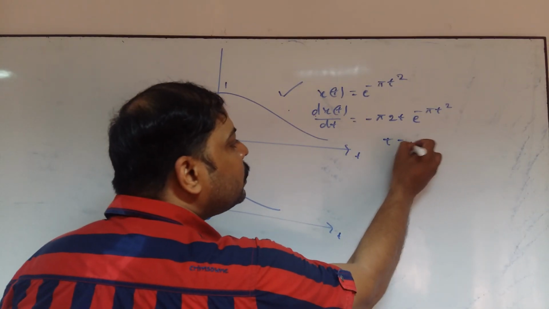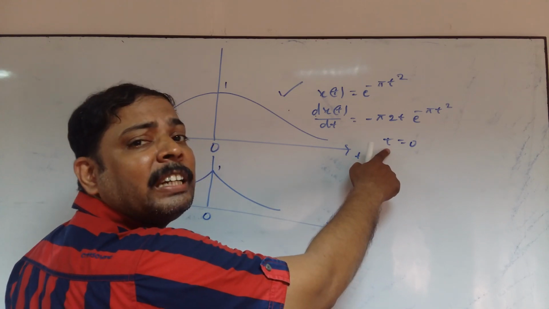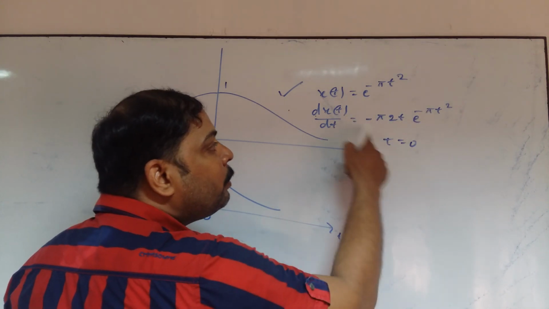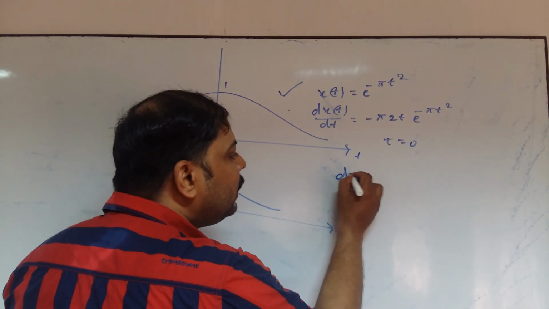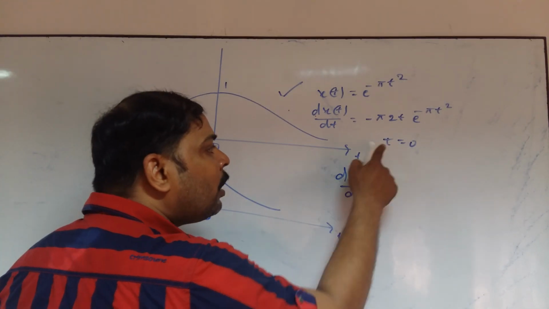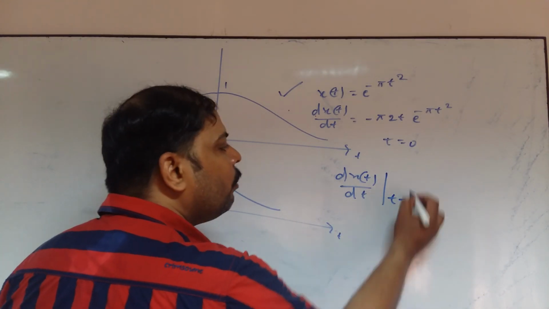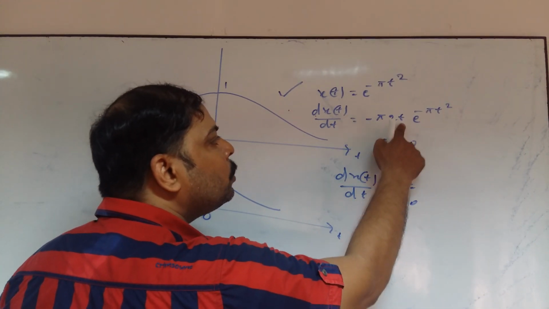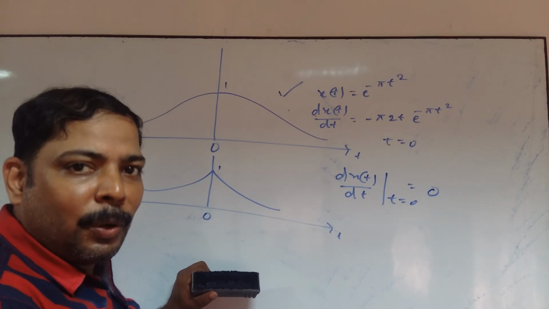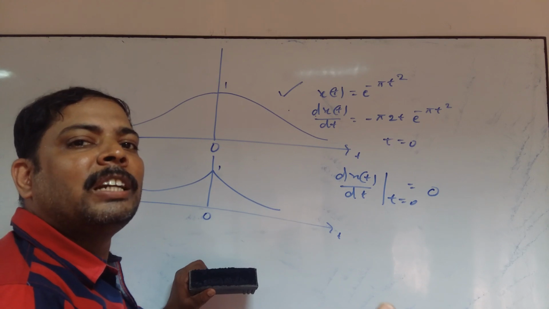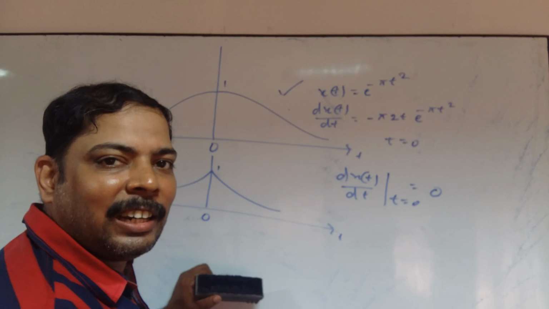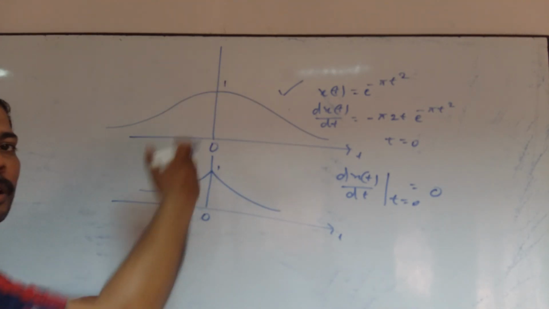Now suppose t is equal to 0, then what is the slope of the tangent at t is equal to 0? Now find out the value here. T is equal to 0, put here in dx(t) by dt. This is the slope of the tangent at any time t. Now for any time t, you just put t is equal to 0, you will find minus pi, 2 into 0, that means you will find 0. The curve whose slope of the tangent at t is equal to 0 is 0, that must be for the Gaussian signal.